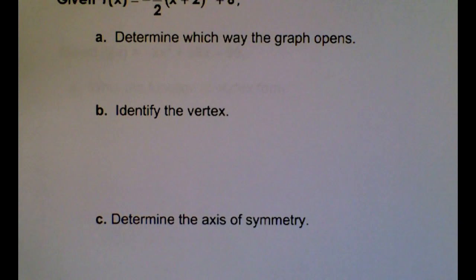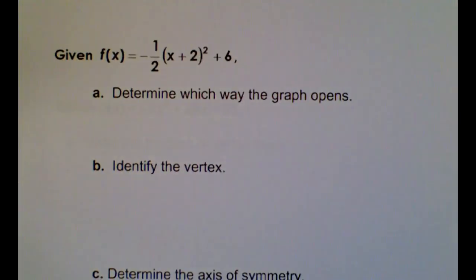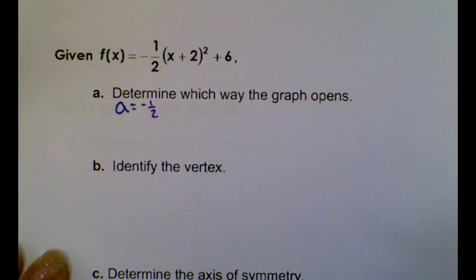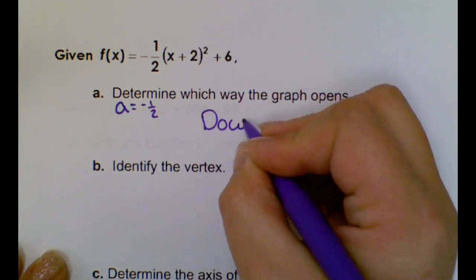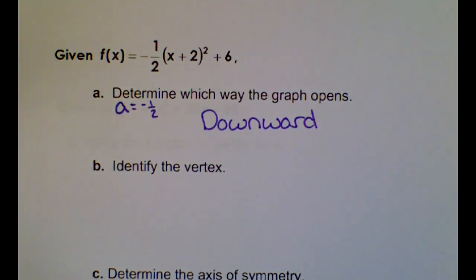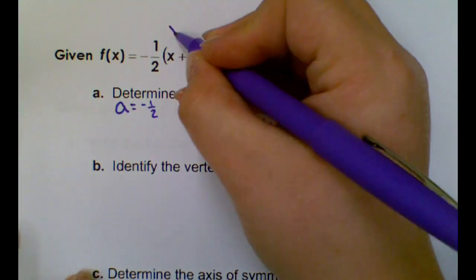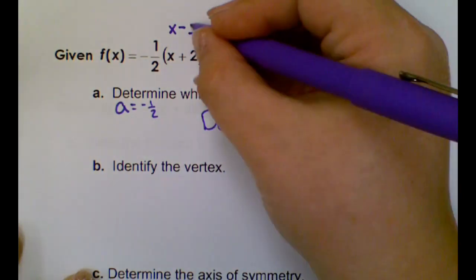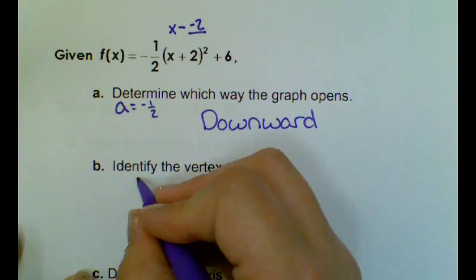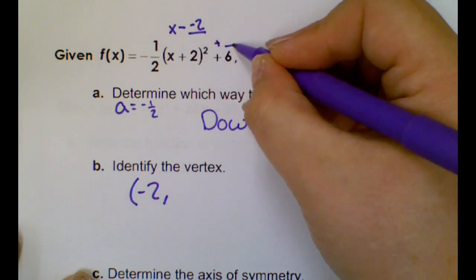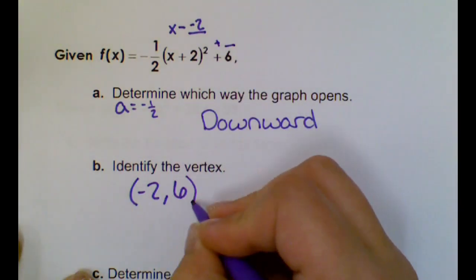So let's start with this function. Let's start by identifying which way the graph opens. Well, our a value here is negative 1/2. A negative means that it opens downward. The vertex is always h comma k. So it's always x minus h. Well, to get a plus 2, we need it to be a negative 2. So our vertex is negative 2, comma. Remember, it always says plus k, so k must be 6.